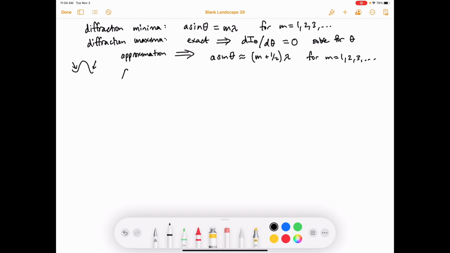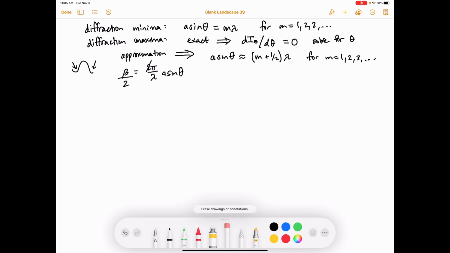So remember, beta is equal to 2 pi over lambda times a sine theta. So therefore, beta over 2 is just that same expression, but cancel out the factor of 2 on top.